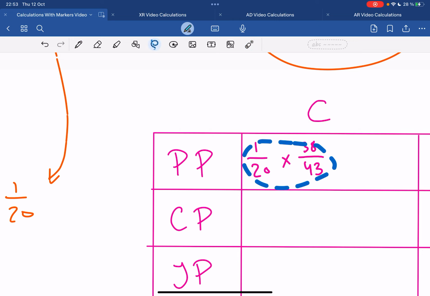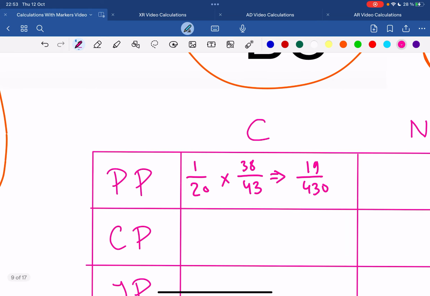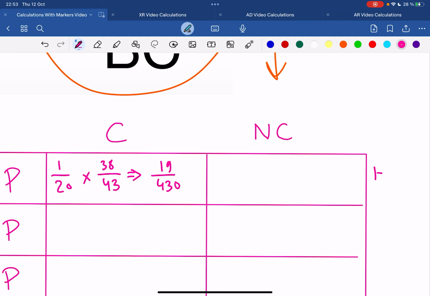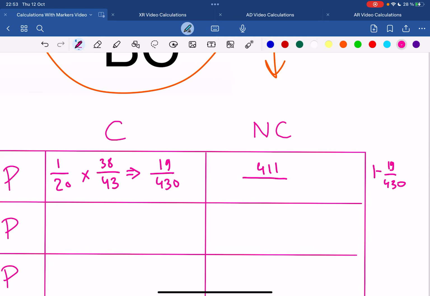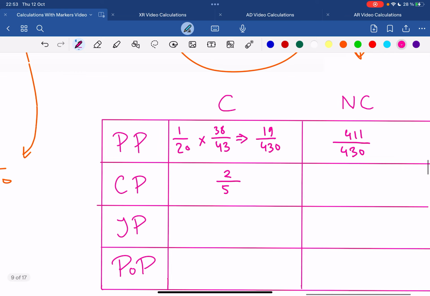And this is equal to 19 over 430. Now I only simplified it, but you can calculate it normally as well. And then for non-carrier, it would of course be 1 minus 19 over 430, which in our case would be 411 divided by 430. Conditional probability is the same as always, 40%, which is 2 over 5.